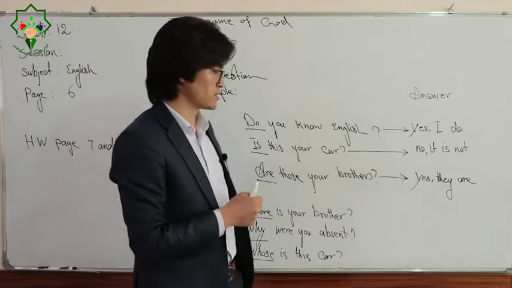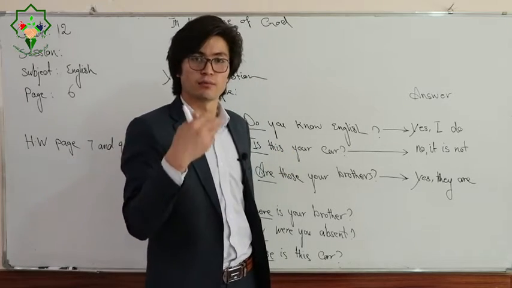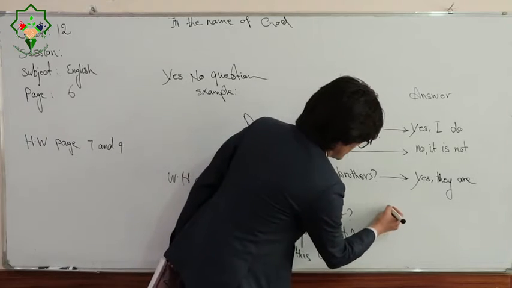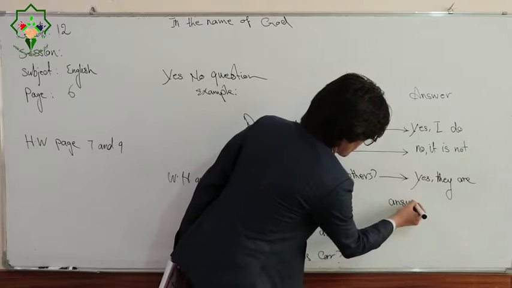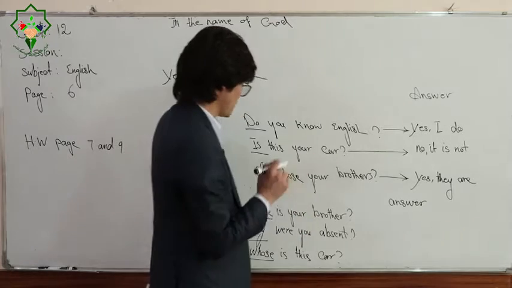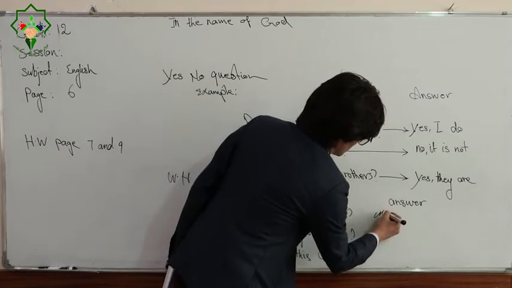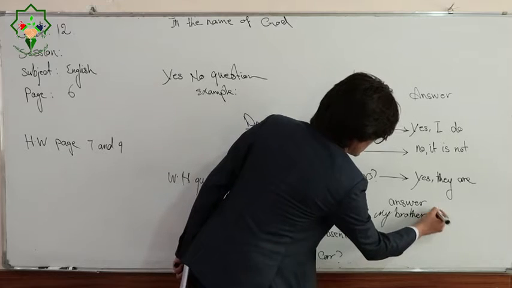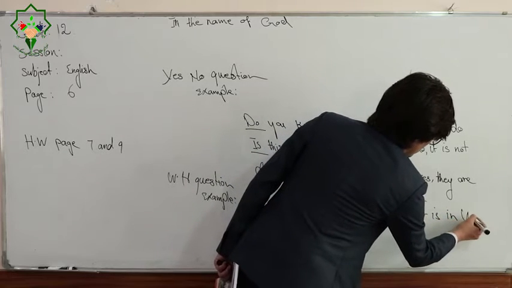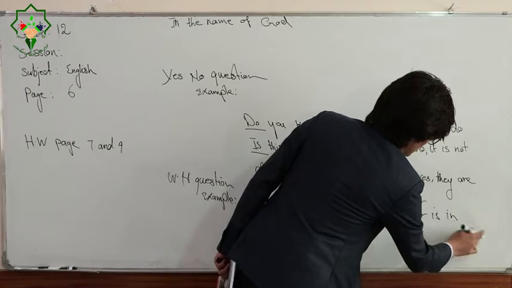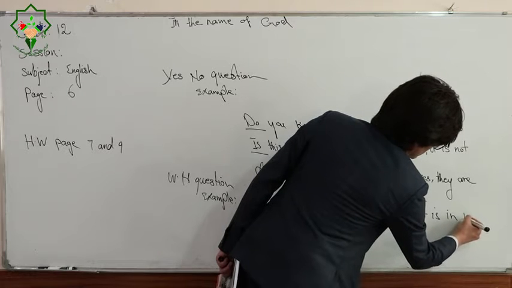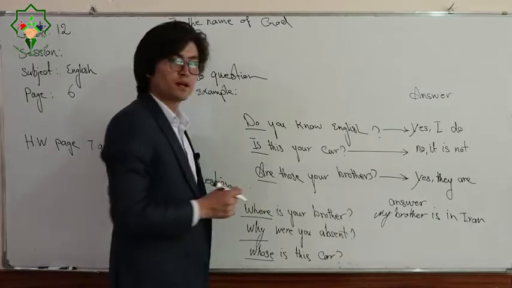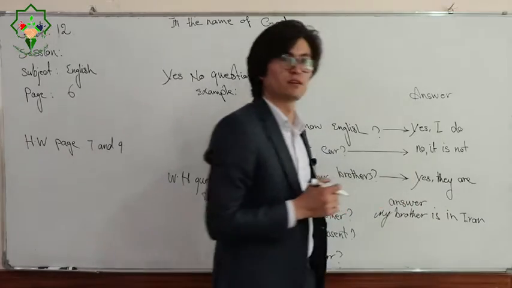So how should we answer? We have to give complete details. Like this: Where is your brother? If you answer this question, you have to say what? My brother is in, for example, Iran. Look here, where is your brother? My brother is in Iran.